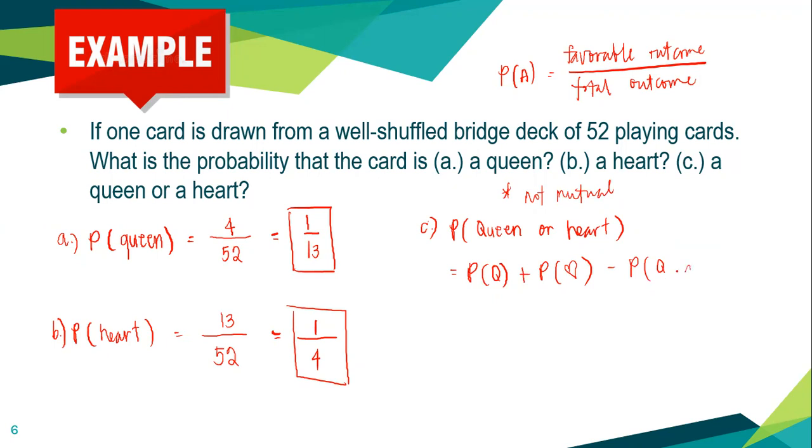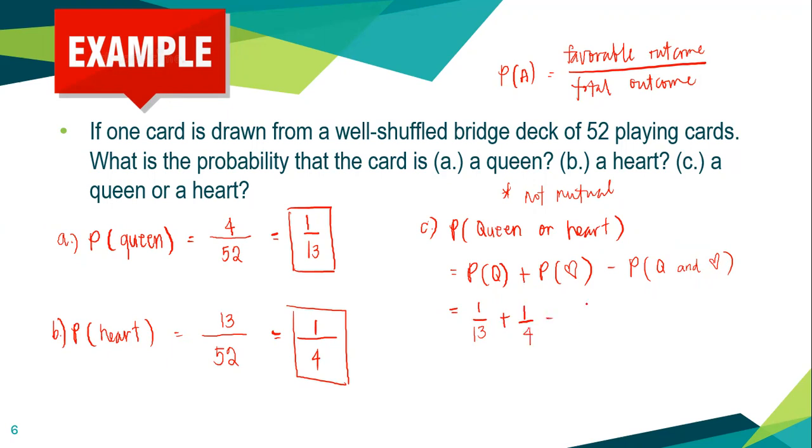Kasi sabi nyo kanina, or we have here, queen and heart is not mutual. So mayroong minus. So ilan ba ang probability ni queen? We have 1 over 13. Plus, ilan ang probability ni heart? 1 over 4 or 1/4.